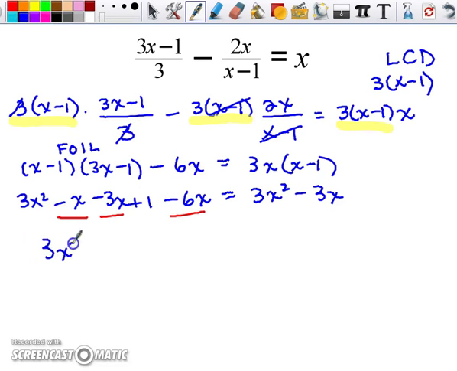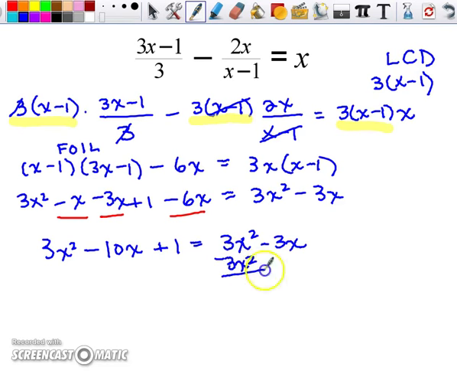So we have 3x squared minus 10x plus 1, and the other side is 3x squared minus 3x. So let's solve this equation. Let's get everything over to one side. We're going to subtract this 3x squared from both sides, and we're also going to add this 3x. We'll do that in the next step. So we're left with negative 10x plus 1 equal to negative 3x, because that's 0 and that's 0.